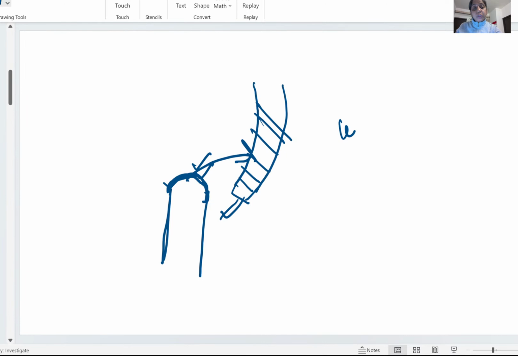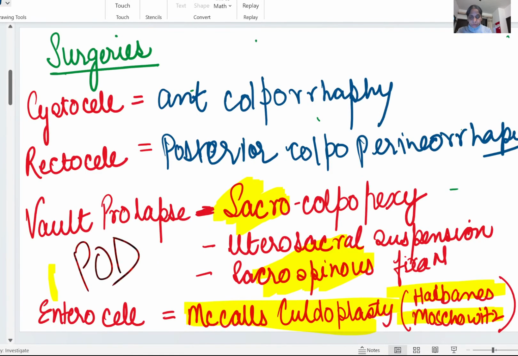Okay, is it okay? So you have to remember that sacrocolpopexy, any surgery with sacrum in the name will be for vault prolapse: uterosacral ligament fixation, sacrospinous fixation. Okay, very good.